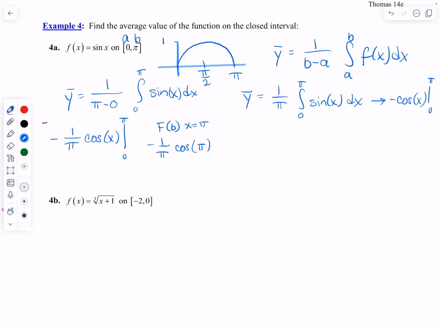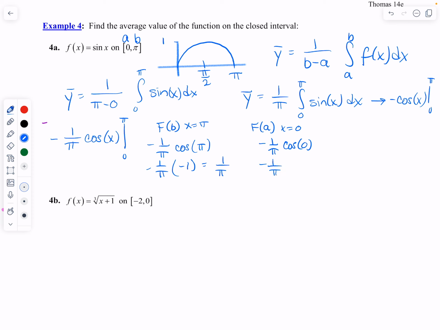Okay, so this becomes negative 1 over pi cosine at pi is negative 1. So this becomes 1 over pi. So that's f at b. F at a, remember x is 0. So negative 1 over pi, cosine at 0. It's not times 0, it's cosine at 0. So cosine at 0 is 1. So this is negative 1 over pi.